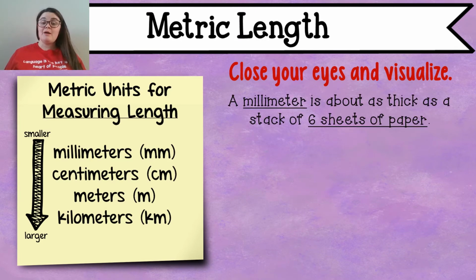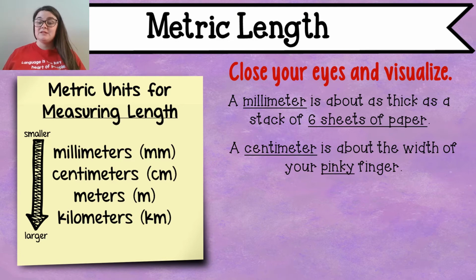So first we'll talk about millimeters. A millimeter is about as thick as a stack of 6 pieces of paper. Can you imagine how thin a piece of paper is? Now even if there's 6 pieces of paper stacked up, they're still going to be pretty tiny. So a millimeter is a very small unit of measurement.